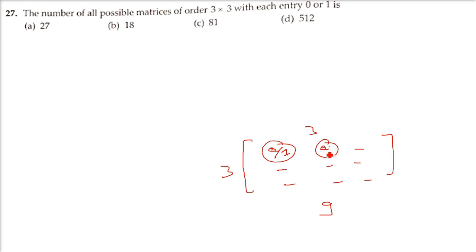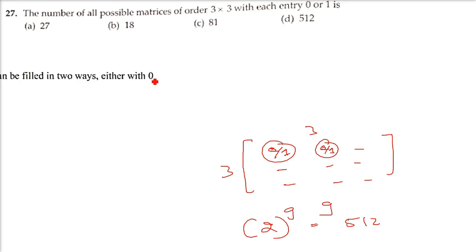The number of all possible matrices of order 3 by 3 with each entry 0 or 1. So there are 3 by 3, so 9 entries will be there. 3 3s are 9. And each entry can be 0 or 1. So 2 possibilities, 9 places, so it will be 2 to the power 9. 512 will be the answer.